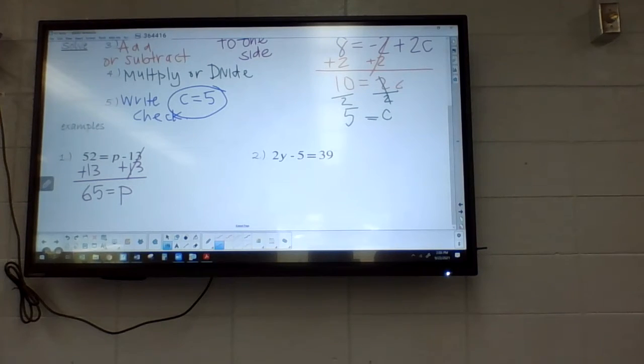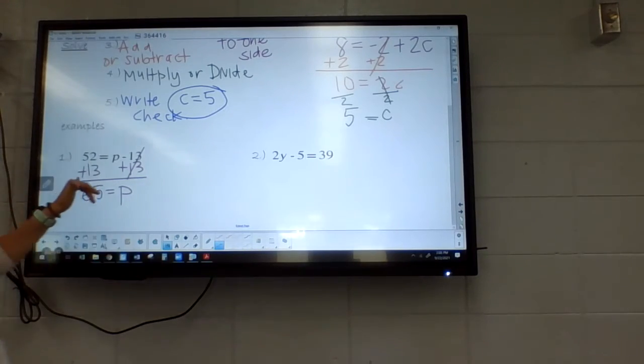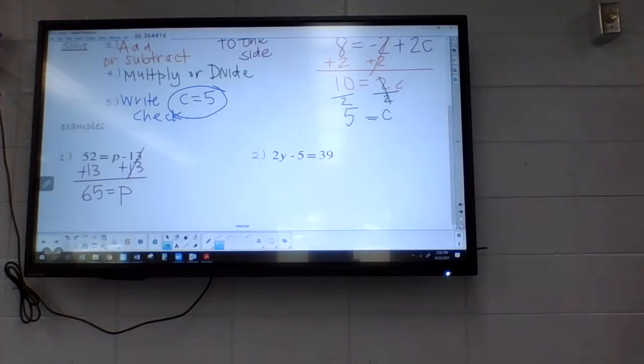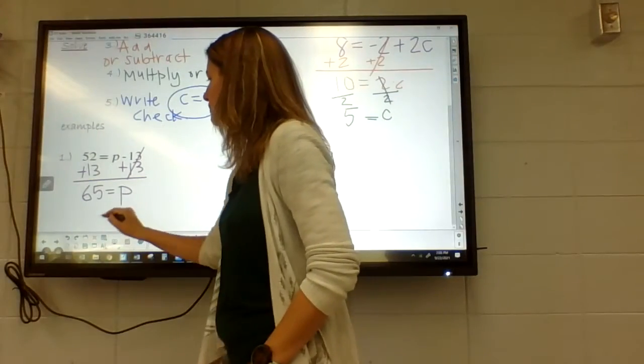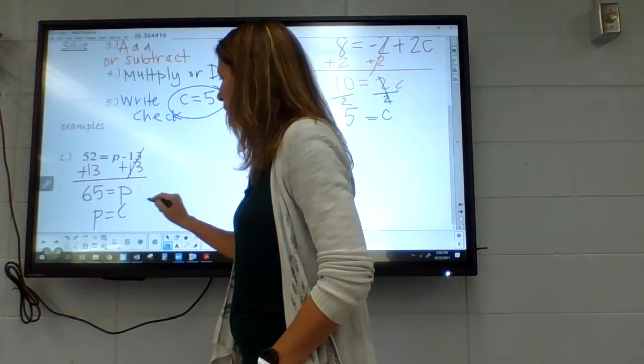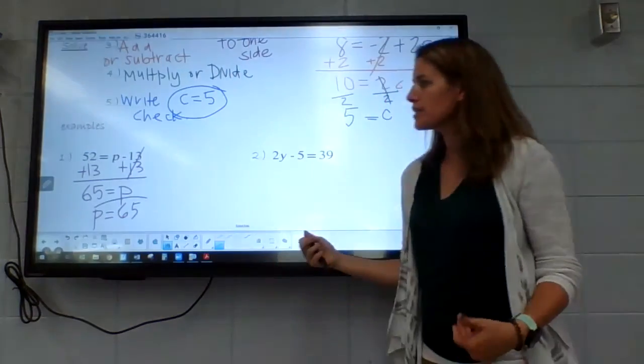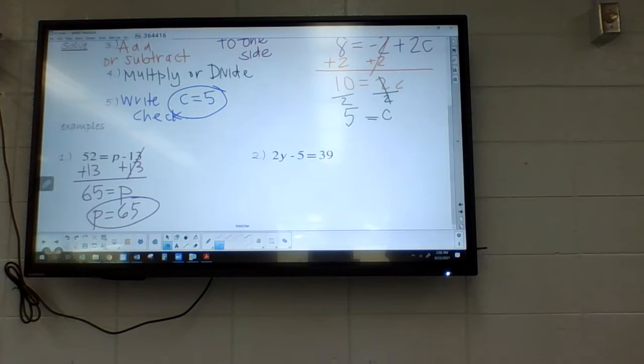Okay, good. So I looked quickly and thought, that doesn't look right. So we added 13 in this case because it was minus 13. So our P ends up being 65. So 65 minus 13 is 52. That's kind of a way to check that it worked. Right?